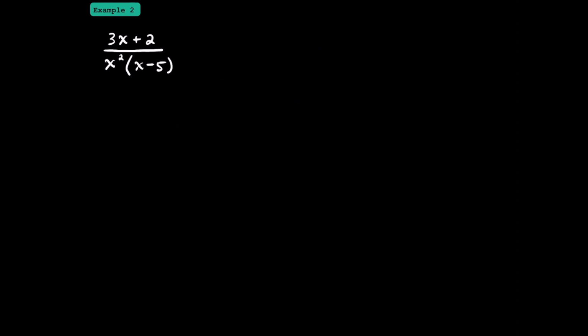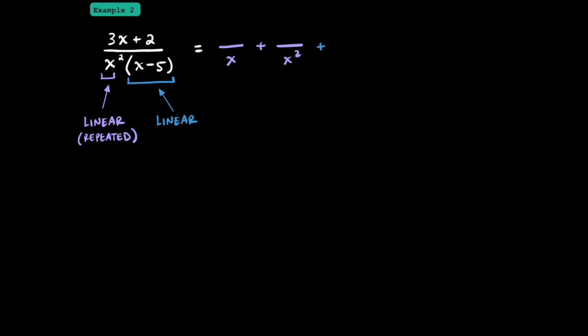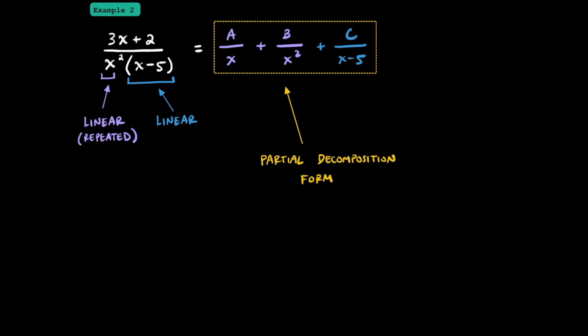Let's try example 2 now. Here we have a linear factor of x, but keep in mind it's repeated. And over here, we have a linear factor of x minus 5. Whenever we have a repeated linear factor, we need to include each power of that linear factor. So we'll have a over x, and we're going to have b over x squared. Our last partial fraction here is going to have x minus 5 in our denominator. On top, we're just going to have a, b, and c. Here's our partial decomposition form.